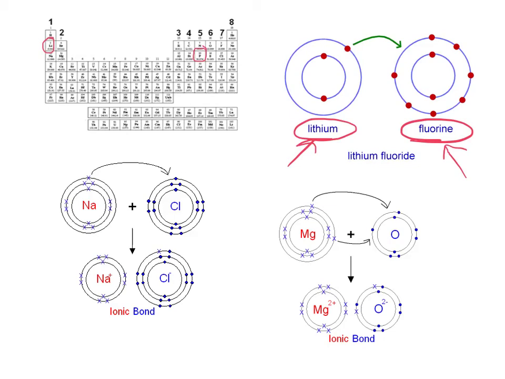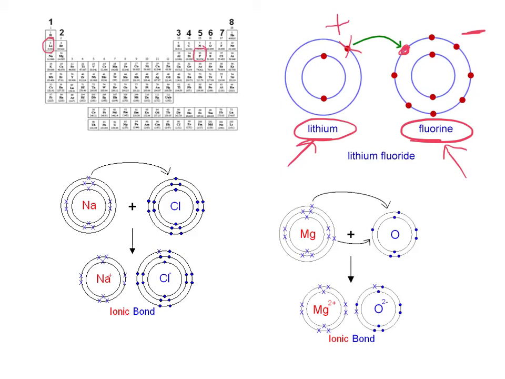And this picture shows what happened. Lithium has one valence electron, and it's trying to get rid of it. And fluorine has 7 valence electrons, and it says, I will take it. And now, fluorine gains an electron, becomes negative. Lithium lost an electron, becomes positive. And now they will bond together ionically because opposite charges attract.